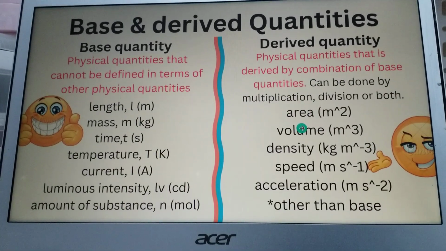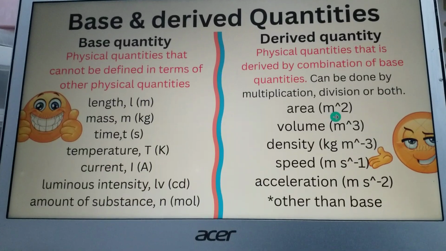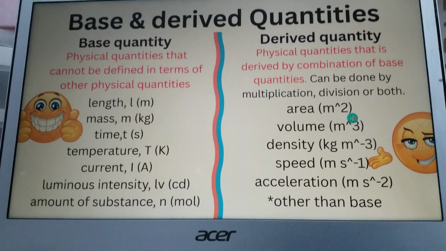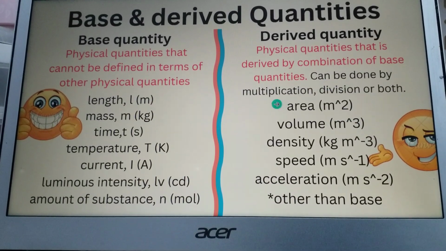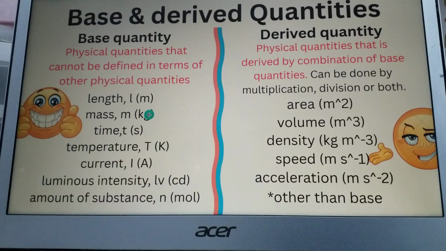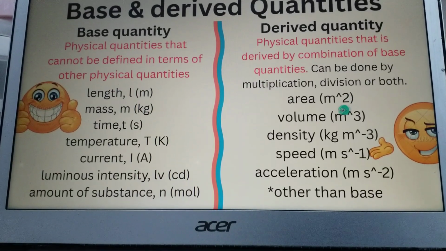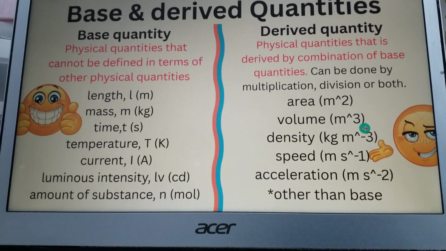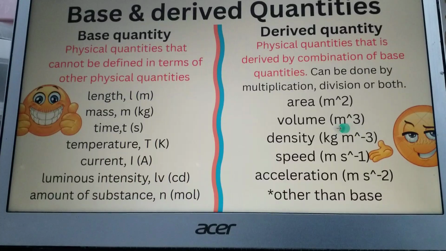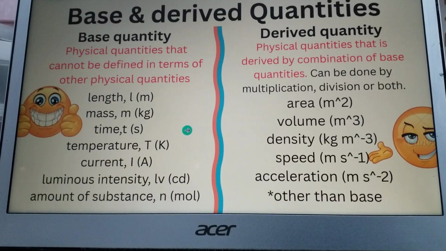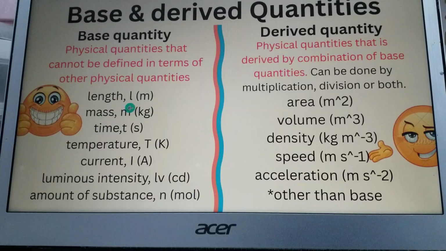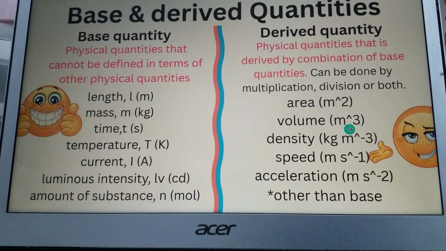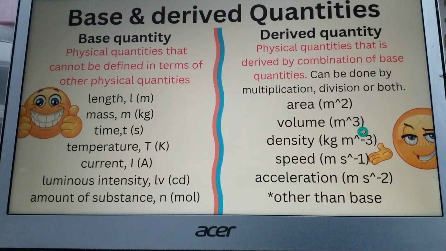Okay, for example, area. The unit is meter power of 2. Meter power of 2 means meter times meter, m times m. So that is the multiplication of the base quantity length. m times m will become m power of 2. Other than that, volume. The unit is m power of 3. m power of 3 means m times m times m. So we use the base quantity length, the unit m, and then we multiply it 3 times and we get this unit, m power of 3.